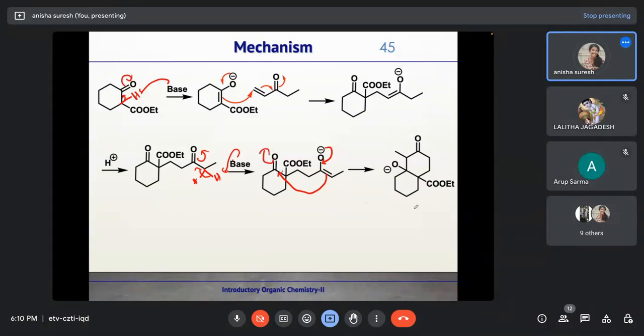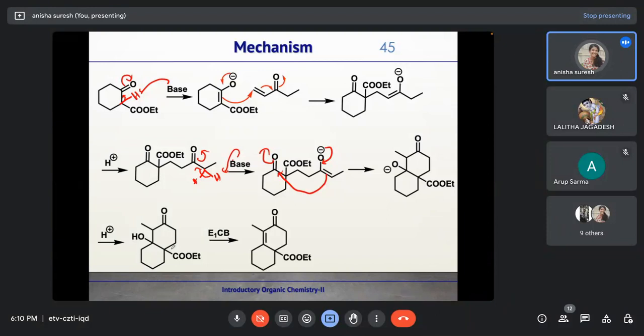rise to this aldol product. This will undergo protonation and it will give this aldol product. Now it will undergo E1CB dehydration reaction. That is, this proton will be abstracted, this enolate will be formed, and once it will be falling back, this OH minus will be leaving, giving rise to this E1CB product.